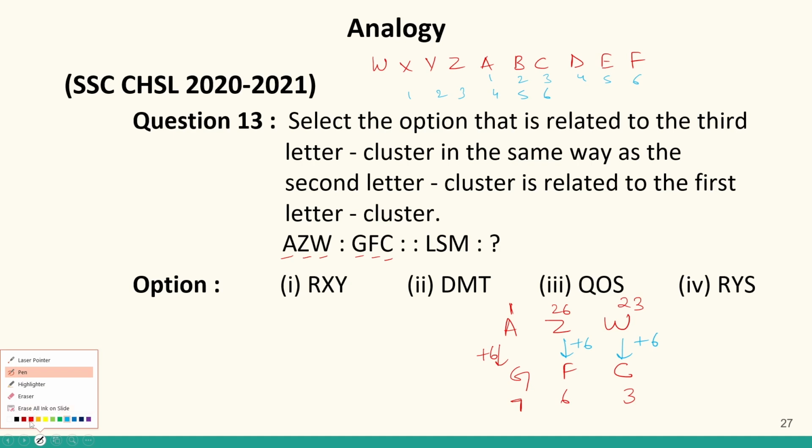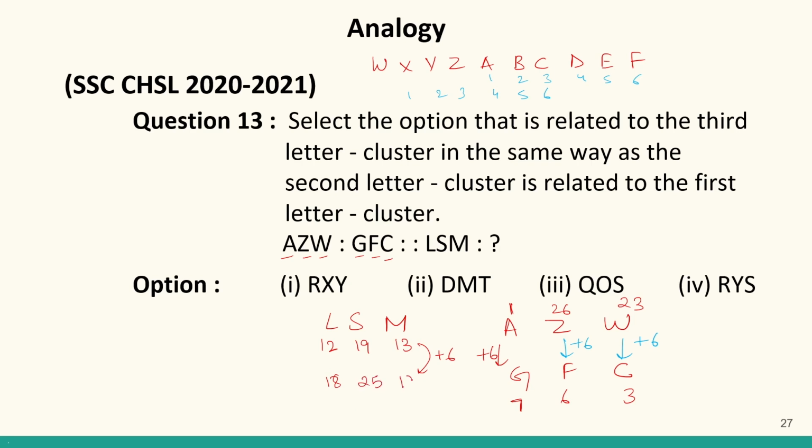So we'll use the same logic for LSM. So let me write it over here, LSM, and L is coded as 12. Similarly, S is coded as 19 and M is coded as 13. So we have to move 6 positions forward. So if I move 6 positions forward, I'll get 18, I'll get 25, and I'll get 19. So at the 18th position, we have R, at the 25th position, we have Y, and at the 19th position, we have S. So my code will be RYS, which is option number 4. So option number 4 will be the correct answer.